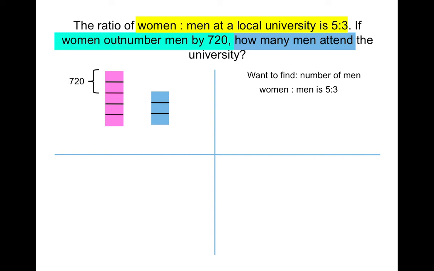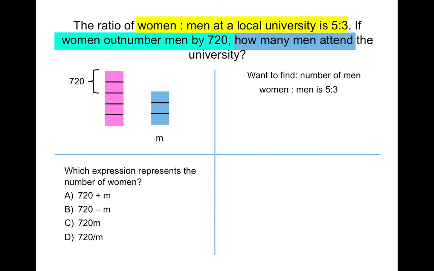So when we know how big the groups are, we could figure out how many men. But let's work it through with algebra, because if you have more than one way to solve a problem, you have more power over the problem. This problem doesn't tell us how many women or how many men. It only tells us how they relate to each other. So let's call the number of men m. And if that's the case, which expression represents the number of women? Since there are 720 more women than men, it's appropriate to call the number of women 720 plus m.